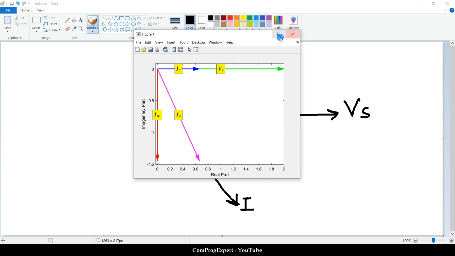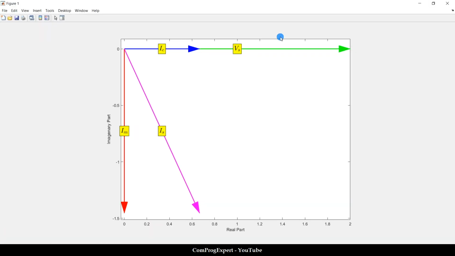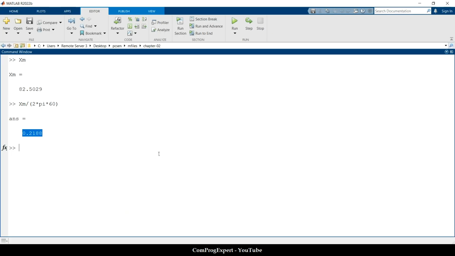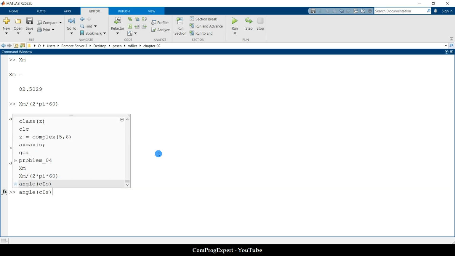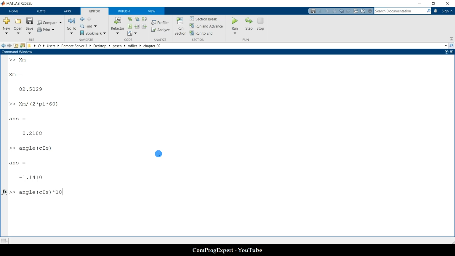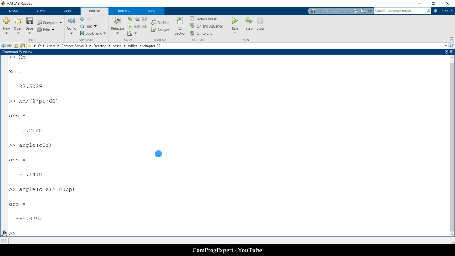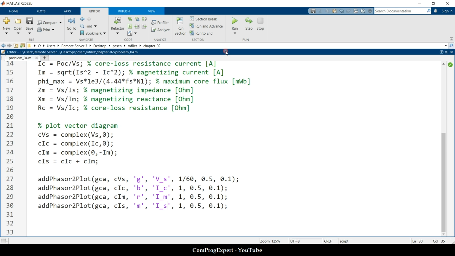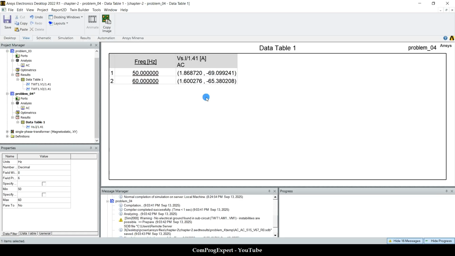The angle of the Is that we calculated in MATLAB. What is the angle of Is in MATLAB? We can write angle of Is, the complex variable. This is in radian, times 180 divided by pi, minus 65, right? The same number that we have here.